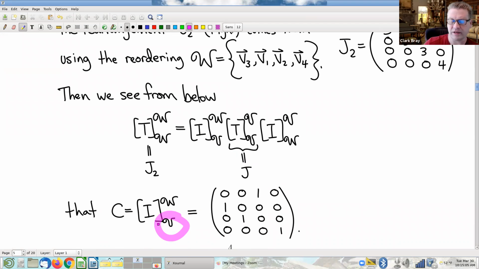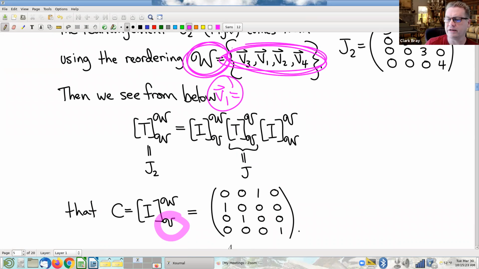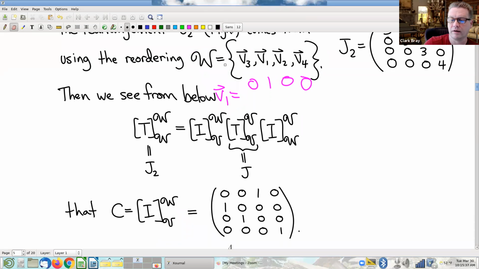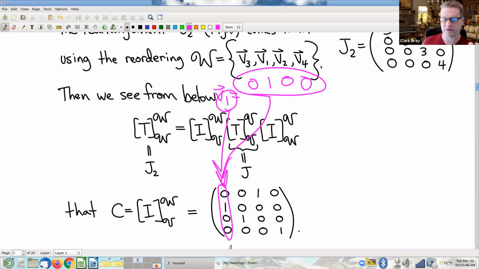So first column, I need to take the first one of these vectors. That is V1. And V1 is a combination of these vectors. How? What linear combination of these script W vectors gives me V1? Well, 0 of those, 1 of those, and then 0 of those and 0 of those. So V1 thus tells me the first column: its coefficients in W language are those numbers.